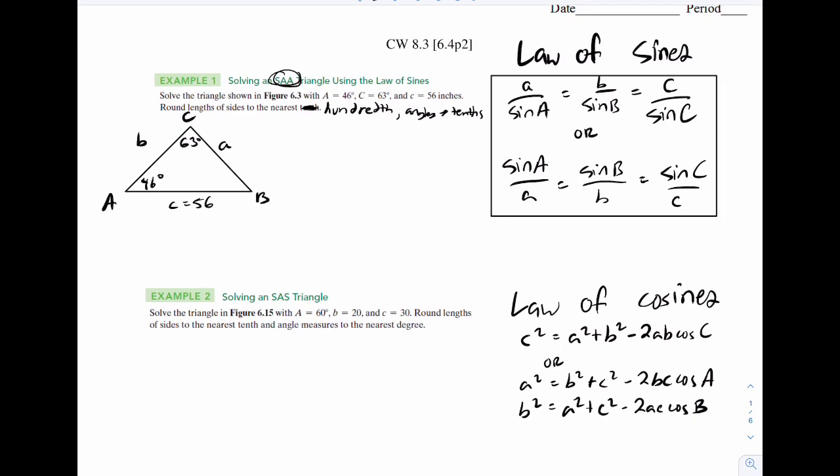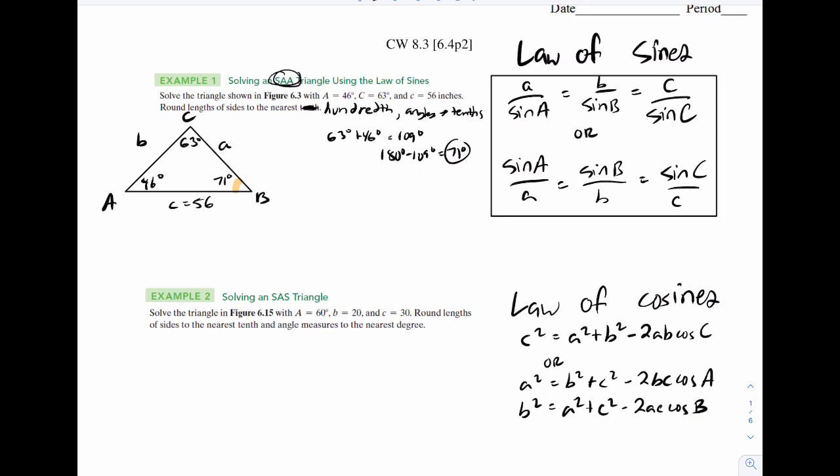So the first thing we want to do is let's locate that last angle right there. So we can just add 63 and 46, that's 109. So subtract that from 180, that should be 71 degrees. So again, I'm just doing 63 plus 46. That would be 109. 180 minus 109, that's 71. That's how I got that angle.